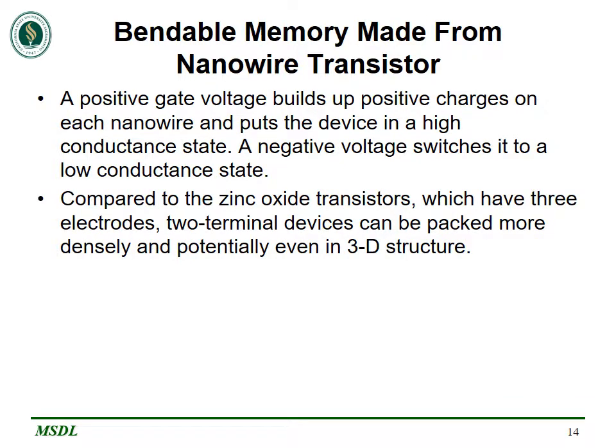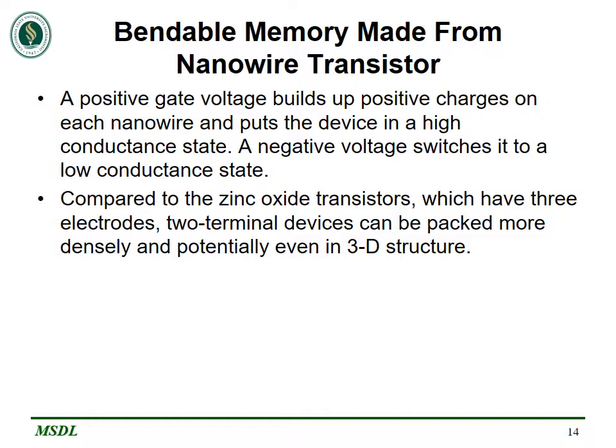A positive gate voltage builds up positive charge on each nanowire and puts the device in a high conductance state. A negative voltage switches it to the low conductance state. The researchers used four different voltage levels to create four conductance states.